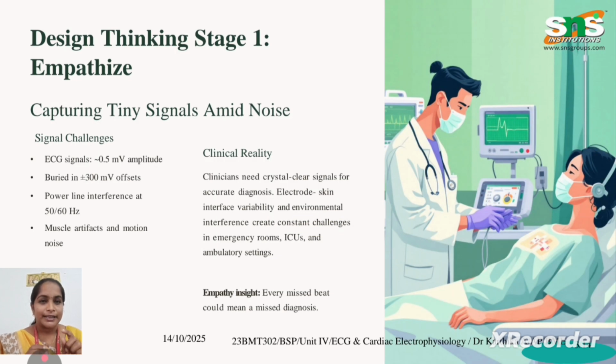See, in our design thinking stage 1, the first one is empathize: capturing tiny signals amid noise. Here the signal challenges are that ECG signals are less than 0.5 millivolt in amplitude, buried in plus or minus 300 millivolt offsets, and power line interference at 50 or 60 hertz, and muscle artifacts and motion noise are considered here. These are all the main signal challenges.